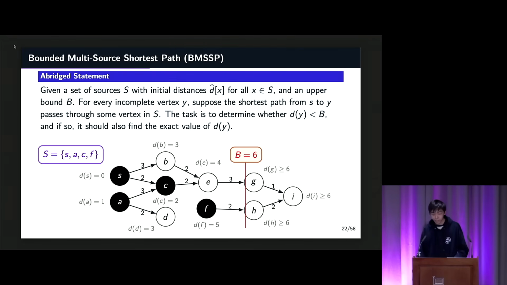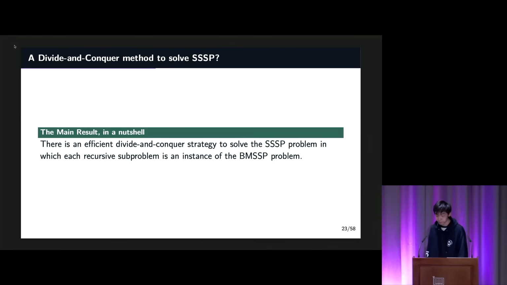Now, maybe this formulation of the shortest path problem does seem slightly odd to you. And it's not really clear why we're considering this formulation. But it turns out there is a self-contained divide-and-conquer strategy to solve the SSSP problem, in which each recursive subproblem is an instance of the BMSSP problem. That means BMSSP is a reusable subproblem that the main algorithm calls many, many times.